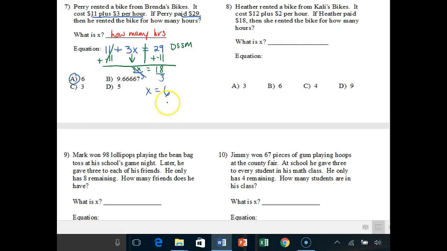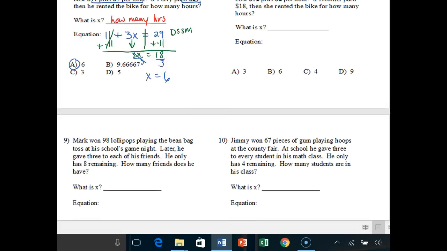And then again, you could take your answer, go back in, and say, okay, if I rented it for 6 hours, that's $3 per hour. 6 times 3 is 18. And no matter what, I had to pay them $11, so 18 plus 11. Did I pay them 29? 18 plus 11 is 29. I know I'm right. I'd pause this if I were you and try and do number 8.